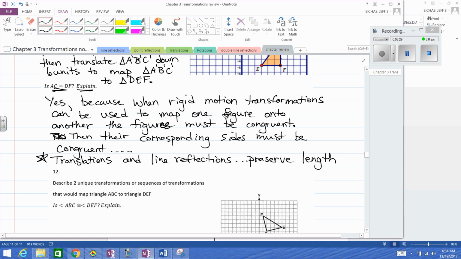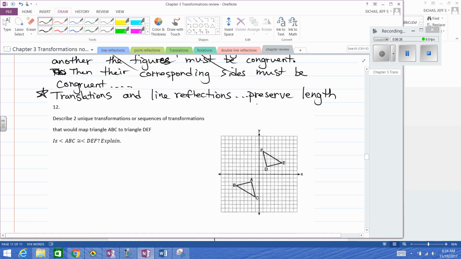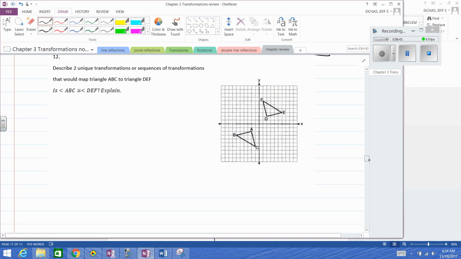That might be more related to the topic this time. You know what? That's what I'll go to, because this is going to be next chapter. So let's just say they preserve length, because that is a property, and we're more in properties this chapter. All right, describe two unique transformations.